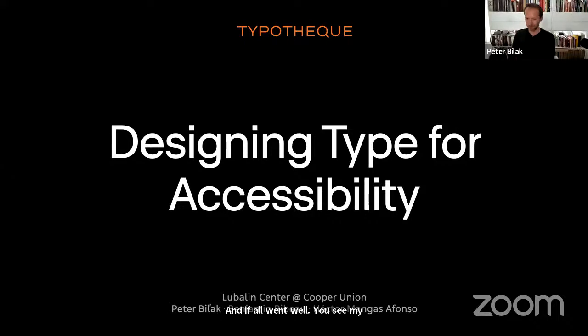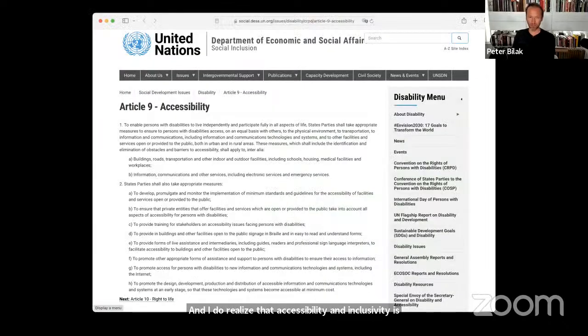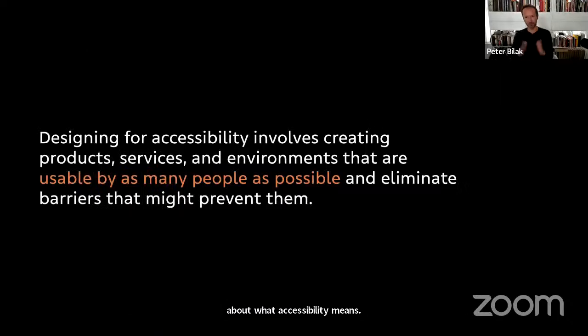All right, good. So today, as promised, we're going to talk about accessibility in type design. And I do realize that accessibility and inclusivity is a bit of a buzzword, and it appears in many different contexts. And even the United Nations has a large section about what accessibility means. To make it clear what we're talking about, we made a short summary. We're going to use accessibility as a term to define that we're going to try to make things, and in our case, typefaces, usable by as many people as possible, and remove boundaries, whatever happens, that make them less usable.